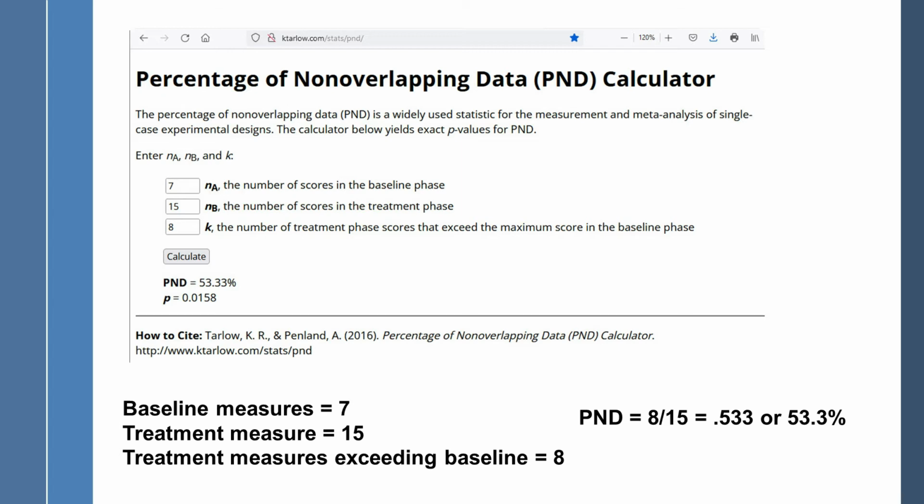The thesis here, of course, is that each time you have a measurement point in treatment phase, you have a 50% chance of going in one direction or the other in terms of its relation to the best baseline measure. So we would consider this to be a success based on the p-value, but just like the PND itself, we want to know, what does this actually reflect? What is the p-value here really telling us?